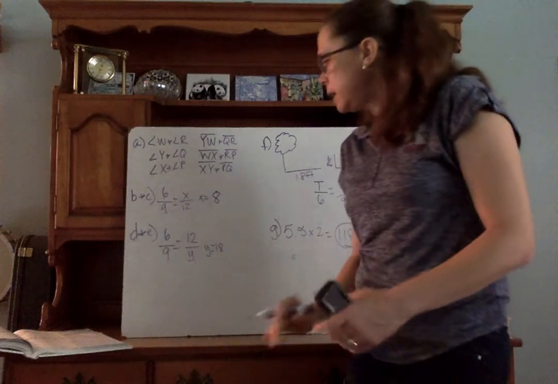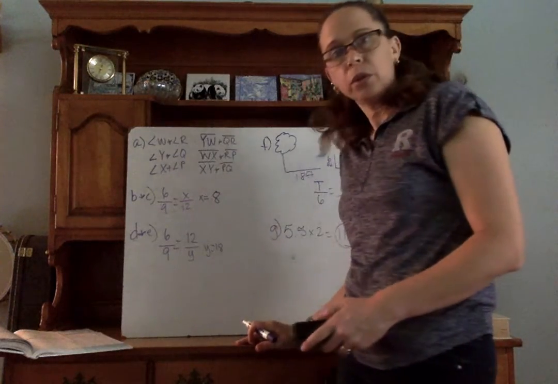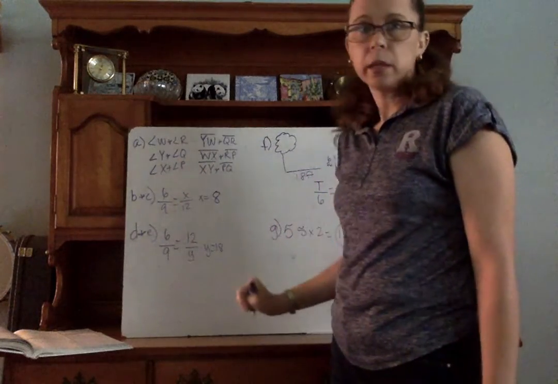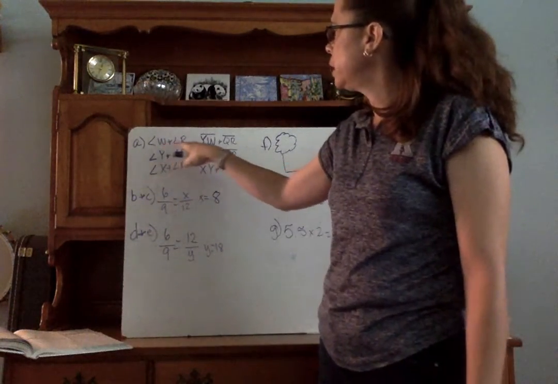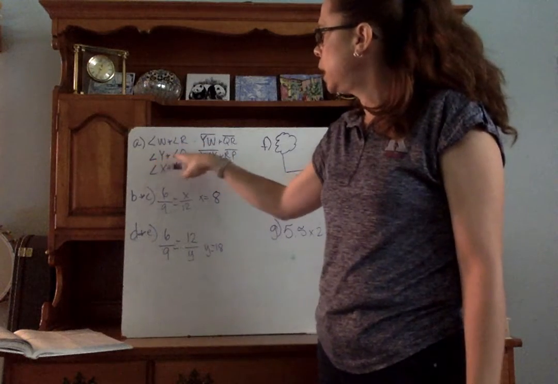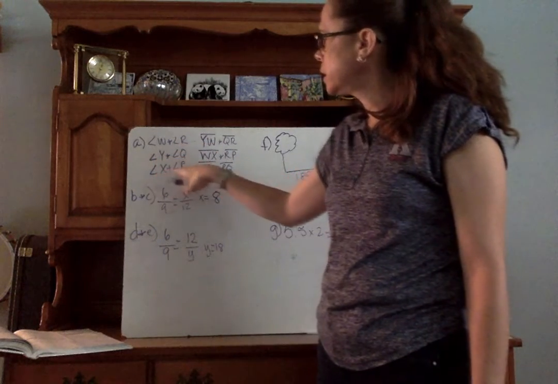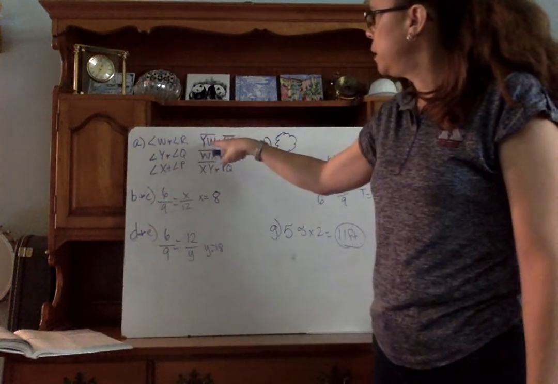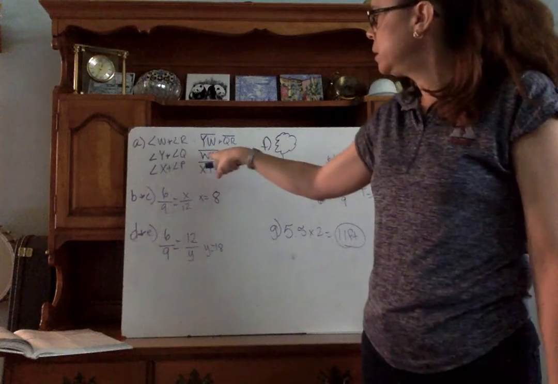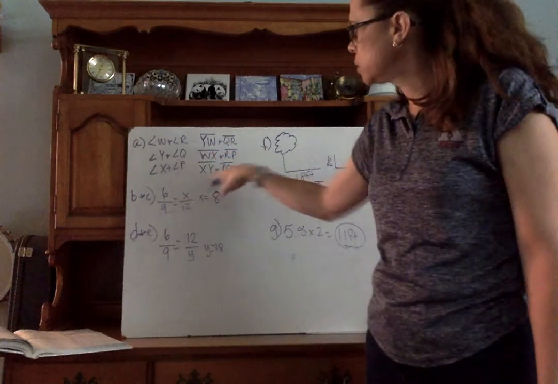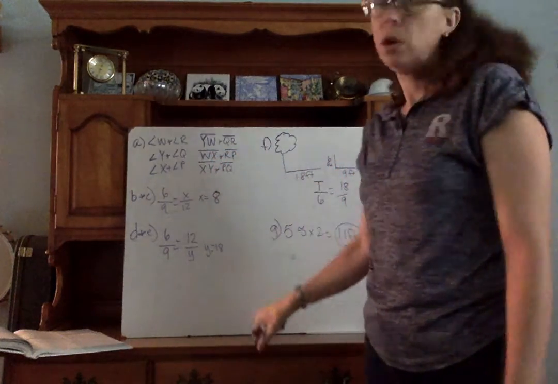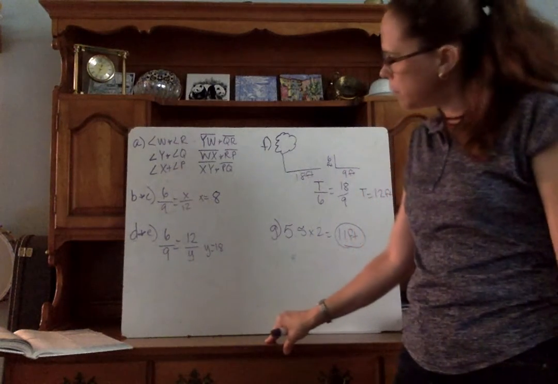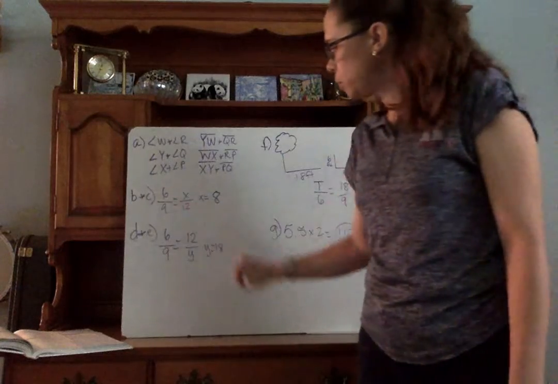Okay, A asks about these two similar triangles. They want us to write what are the corresponding angles and the corresponding sides. Okay, angle W and angle R correspond, angle Y and angle Q correspond, angle X and angle P correspond. Length YW and QR correspond, WX and RP correspond, XY and PQ correspond. Okay? Now B asks you to estimate, and then C asks you to figure it out with a proportion.